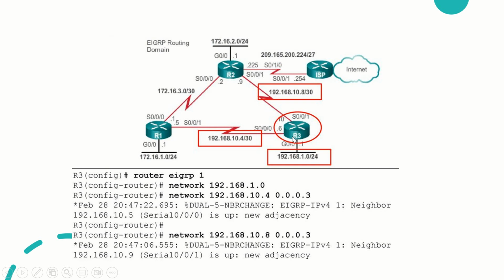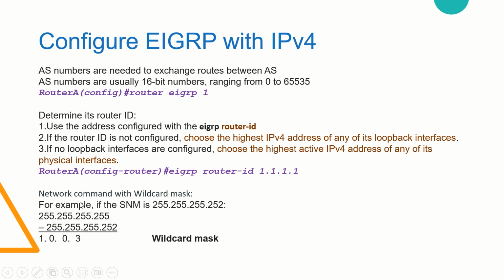For router 3, you should advertise this network that is connected to router 3, this network that is connected to router 3, and also this network. You have 3 networks here. You can see 192.168.10, 10.5, and 10.8. But what is a wildcard mask here?